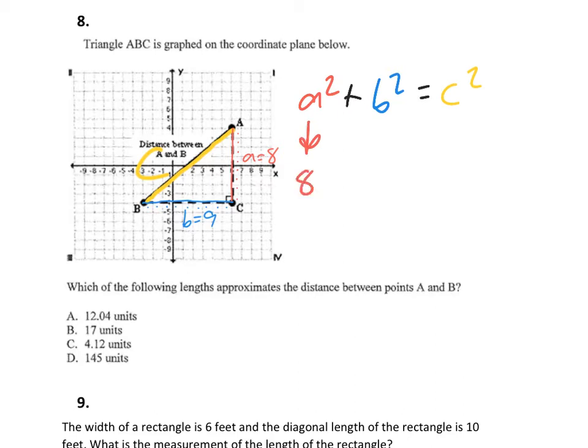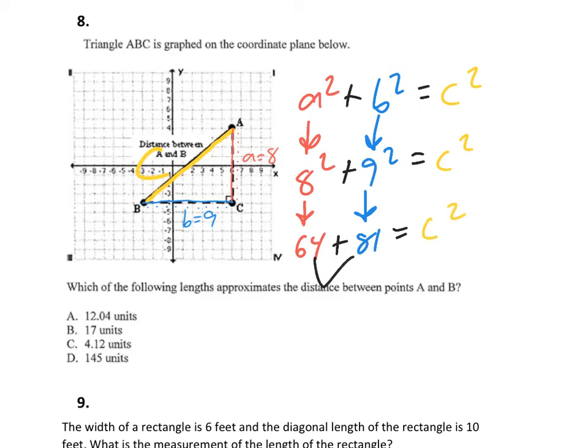A is 8, so I'm going to have 8 squared plus 9 squared, that's what B came from, and that will be my C squared. 8 squared is 64. 9 squared is 81. Again, now I'm going to have to add these two right here. When I add those, I get 145. And that's my C squared. So I'll take the square root of 145 to get C. When I do that, I get 12.04 is C. So our answer is going to be A on that one.